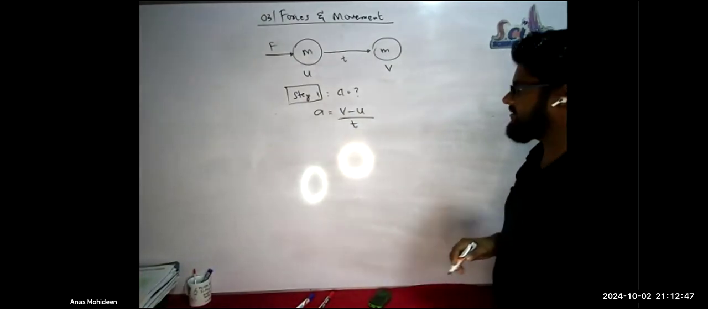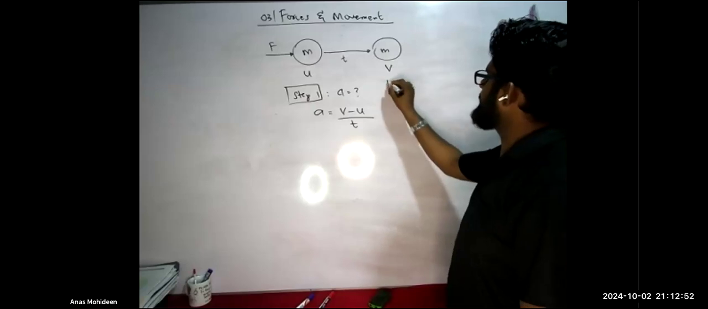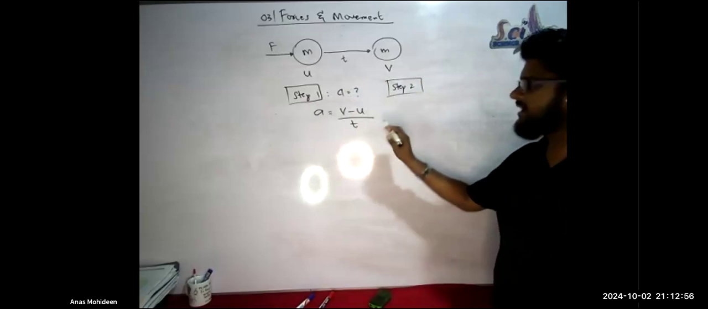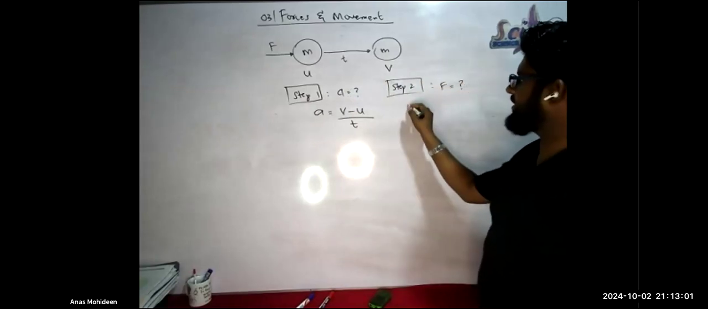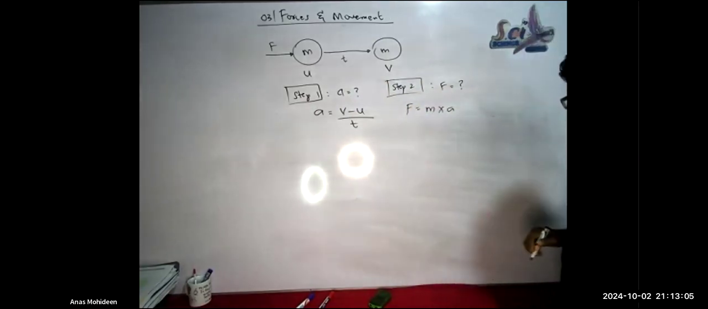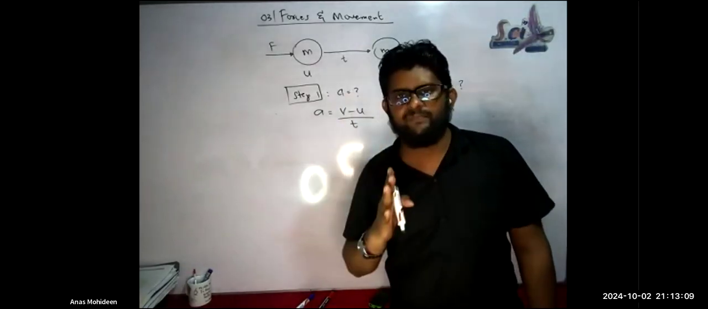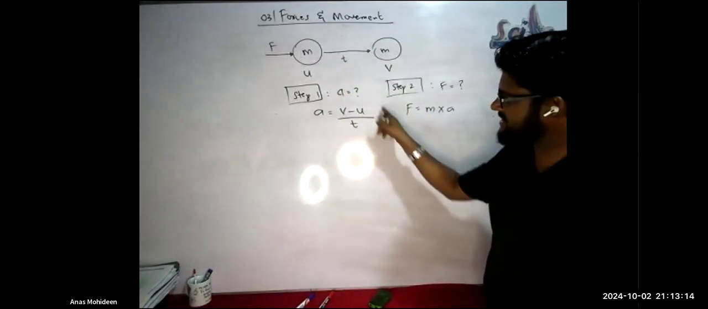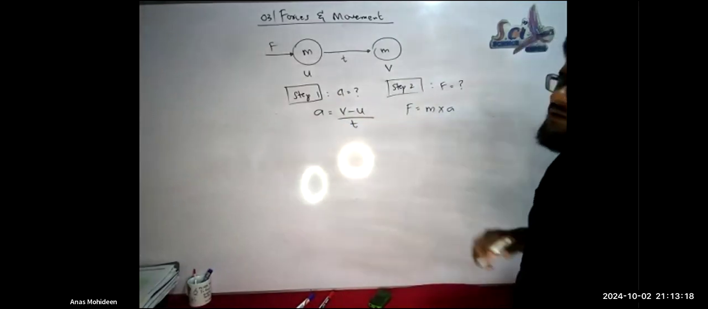And what is step two? Now you know the acceleration. How to find out F now? F is equal to mass into acceleration. So what we discussed here is, if the acceleration is not directly given, and the question gives you the velocity change and the time, then using the velocity change and time, first you have to find out the acceleration and then you can find out the force.